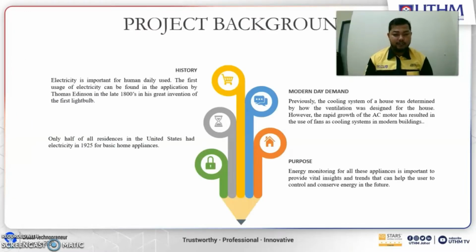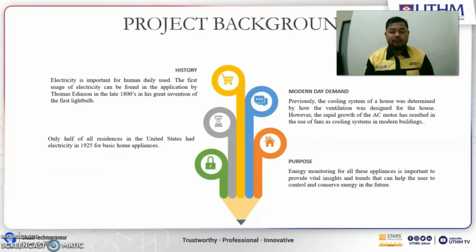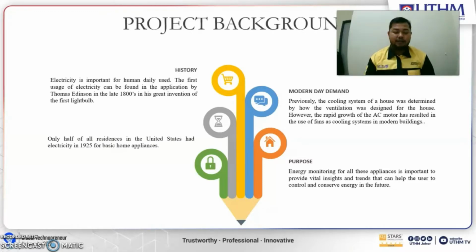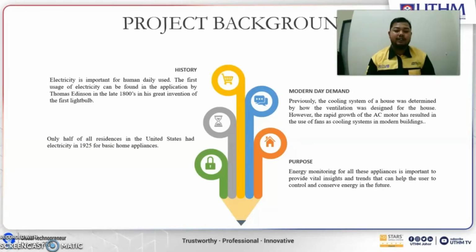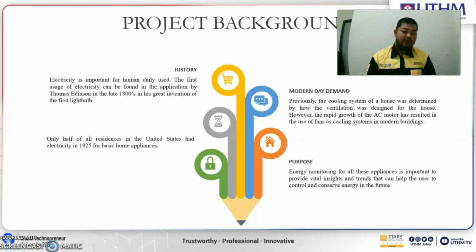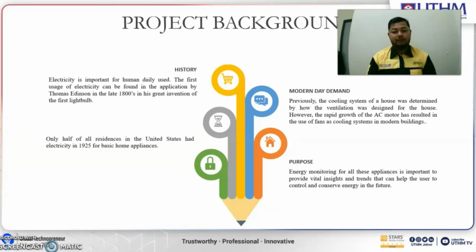So for the project background, as you know, electricity is vital for humans in daily use, since it was introduced by Thomas Edison in the late 1800s. And on top of that, residents in the United States had electricity in 1925 for basic home appliances. For modern-day demand, previously the cooling system of a house was determined by how the ventilation was designed, however the rapid growth of the AC motor has resulted in the use of fans as cooling systems in modern buildings.